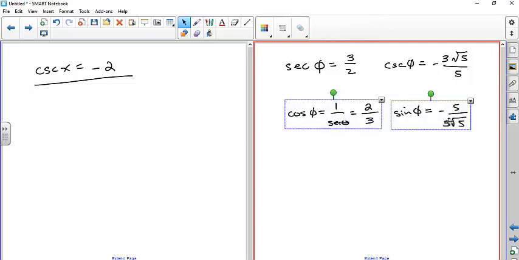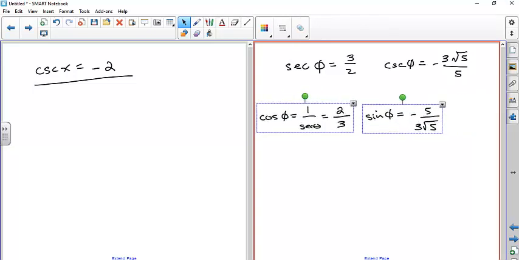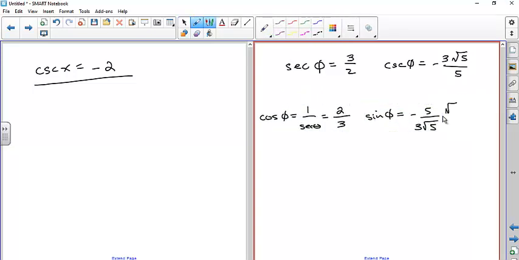But we have that square root of 5 in the denominator, so we're gonna multiply and divide by the square root of 5. So in the numerator we get 5 times the square root of 5, and in the denominator we get 3 times 5. Square root of 5 times the square root of 5 is 5. So these cancel out, and we end up with negative the square root of 5 over 3.